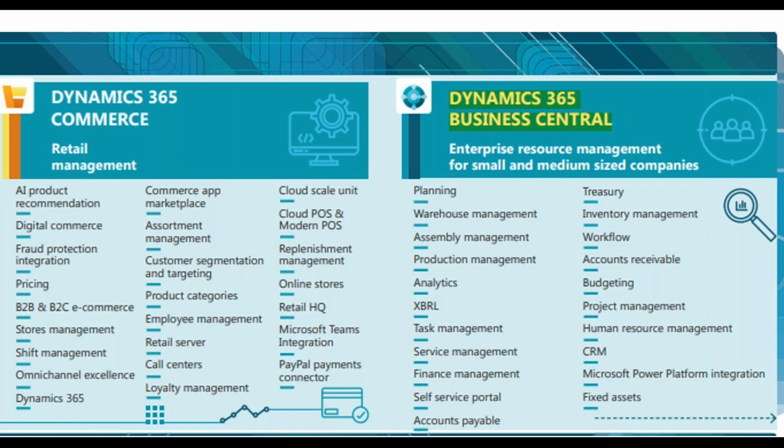But the one that's more interesting for manufacturing and supply chain is the box on the right, which is 365 Business Central. Now, Business Central you might have heard of as Navision or NAV if you've been in the market for a while, if you've been around the Microsoft products for a while. So that's another very well-known ERP system, again from Denmark, that was purchased by Microsoft many years ago.